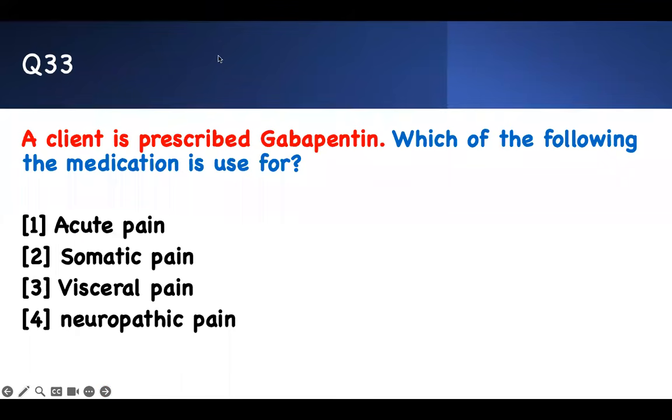Next question. Which of the following medications is used for... The client is prescribed gabapentin. Okay, what do you think? This is for nerves, right?